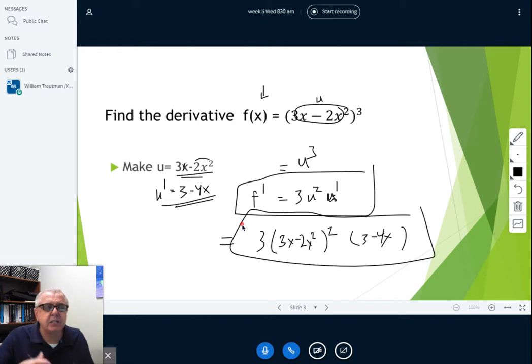So we can take the derivative of a more complex function if we can simplify it by making something u and then being able to take the derivative of that u. So let's try another one.